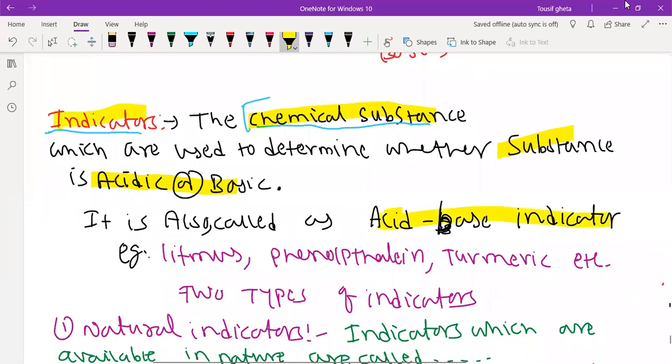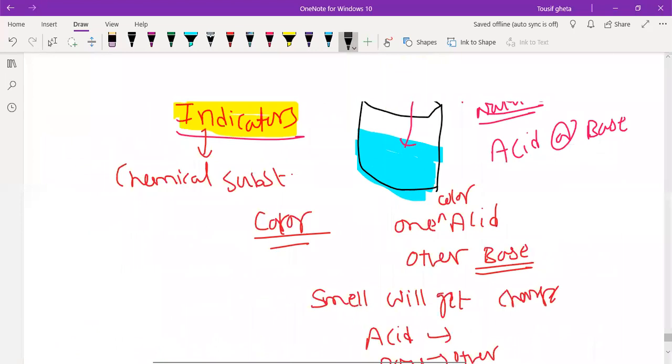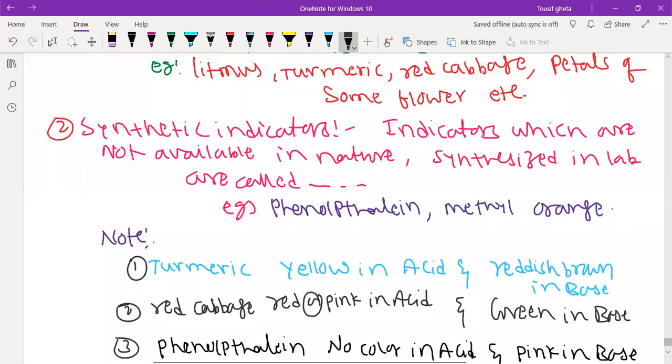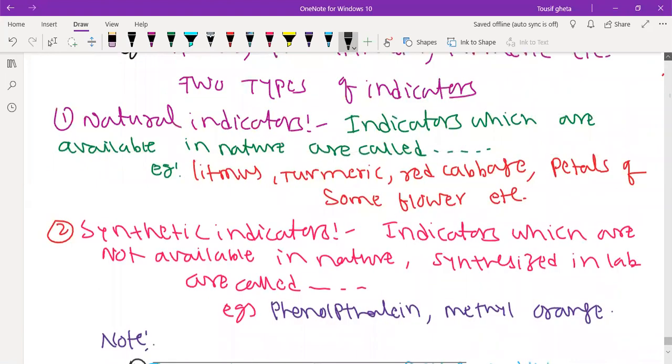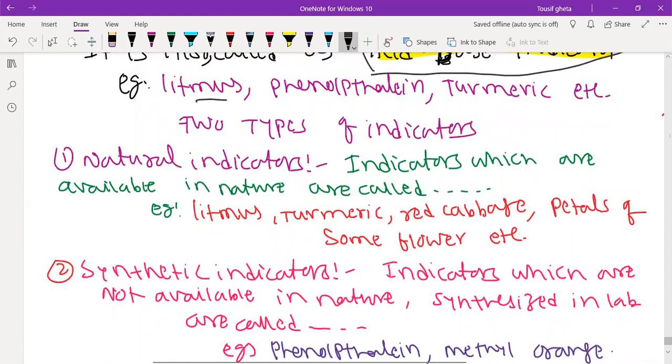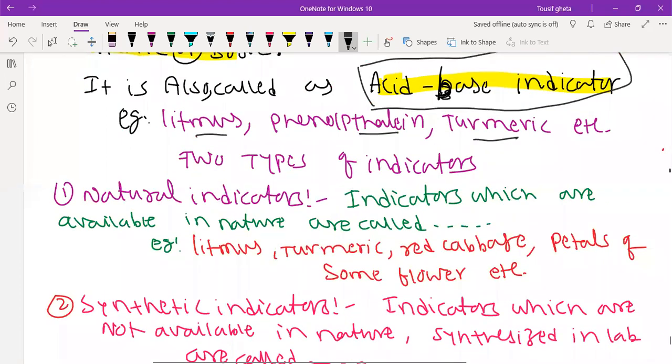What we call indicators, we can also call what? Acid-base indicator, because they are used to identify whether the substance is acidic or basic. So we have various examples of acid-base indicators. Examples of indicators you can write down. Litmus is an example. Phenolphthalein is an example. Turmeric is an example. Onion is an example. Methyl orange is an example. So these are examples of acid-base indicators.